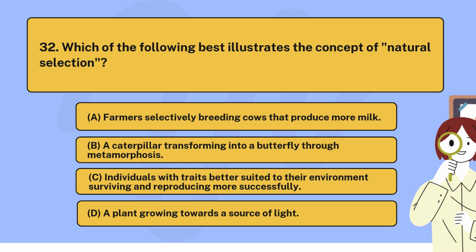Question 32. Which of the following best illustrates the concept of natural selection? A. Farmers selectively breeding cows that produce more milk. B. A caterpillar transforming into a butterfly through metamorphosis. C. Individuals with traits better suited to their environment surviving and reproducing more successfully. D. A plant growing towards a source of light.